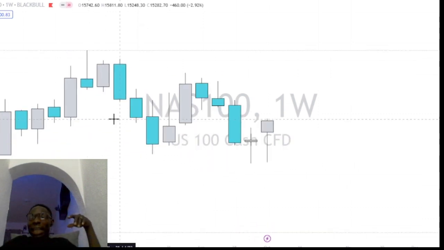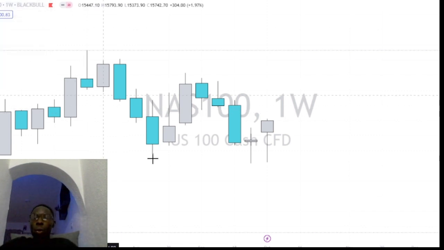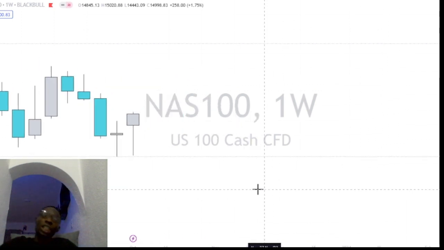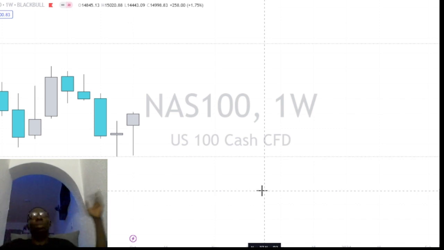So for the next few minutes, I'm going to talk about one pattern. The first pattern I'm going to talk about today is going to be doji. I'll be talking about the doji candlestick. Doji, actually some of those words are from Japan. They're Japanese words. Doji means indecision, but does it really mean indecision?